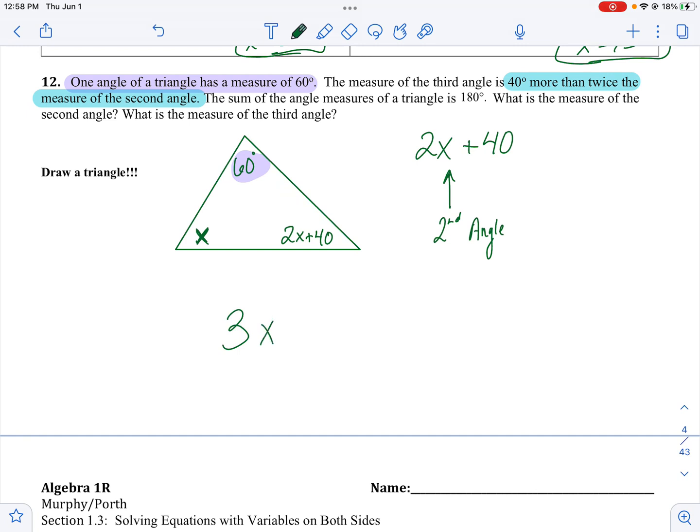We should have 3x plus 100 equals 180. 3x equals 80. x would be 26.6 repeating.